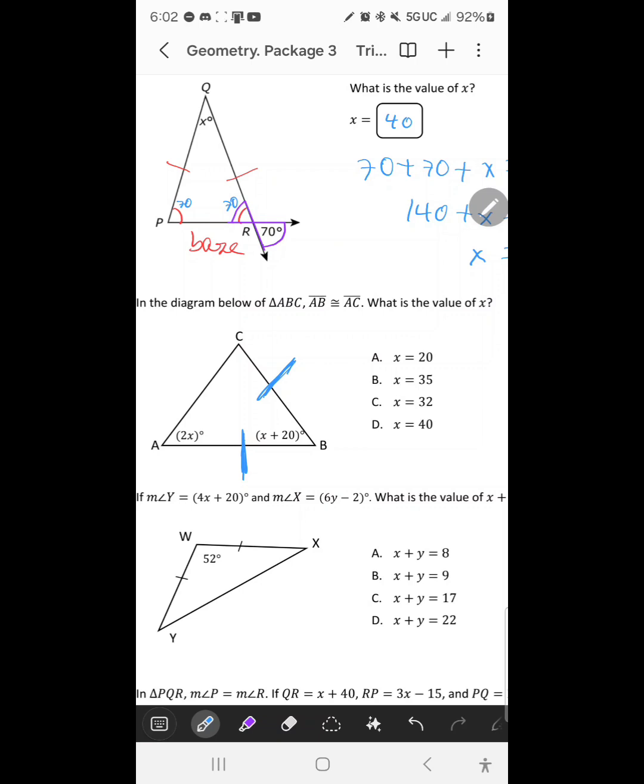So now we have two sides equal, so automatically I'm thinking about an isosceles triangle. In an isosceles triangle, the base angles, the angles that are adjacent to the base, which is going to be this one and this one, the side that is not equal, are equal. So if this angle is 2x, this other angle is also going to be 2x.